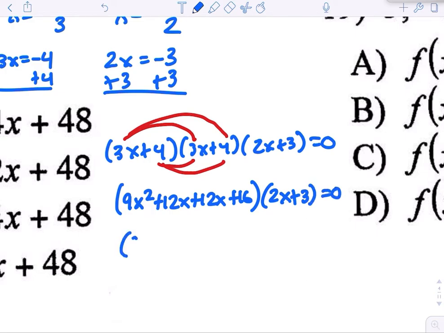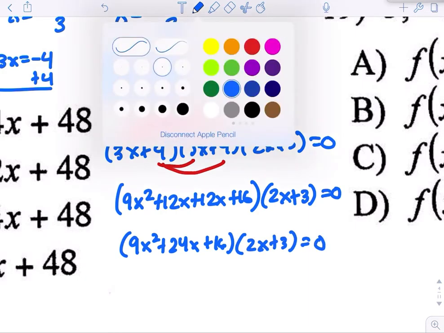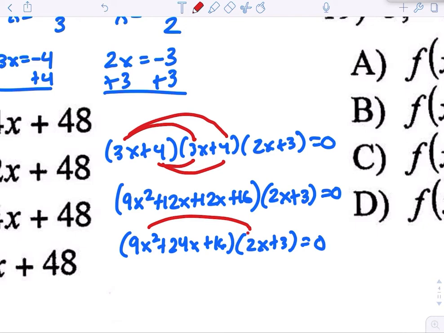Combine like terms, so you would get 9x squared plus 24x plus 16, plus 2x plus 3 is equal to 0. And then you guys would have to distribute this to all of them, and this one to all of them.